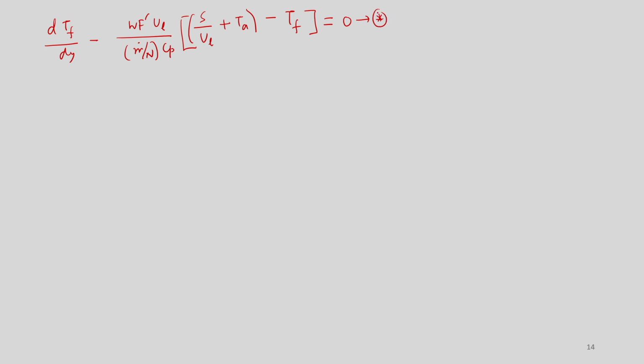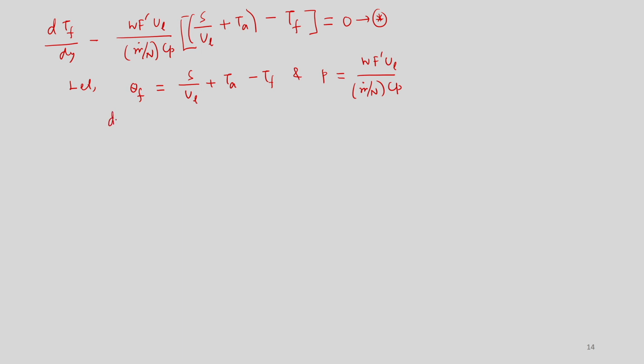So, we can write dTf by dy minus Wf dash UL by m dot by n into Cp, then we have S by UL plus Ta, okay, minus Tf, right. So, this will be equal to 0. Maybe we can write this expression, star I will write, right. So, now let us consider theta f is something like S by UL plus Ta minus Tf, okay, and p is equal to Wf dash UL by m dot by n multiplied by Cp, right.